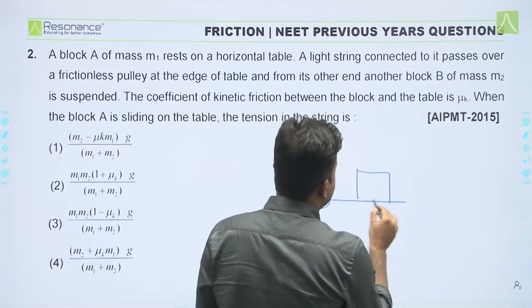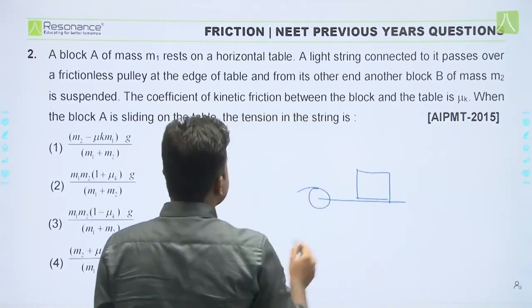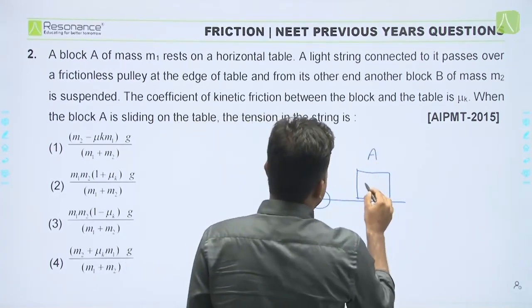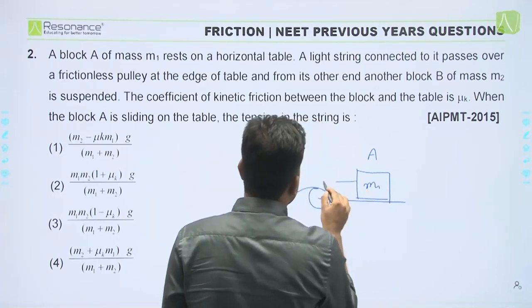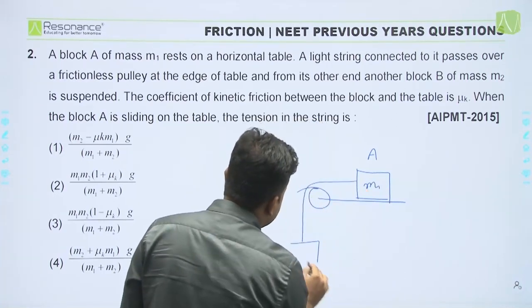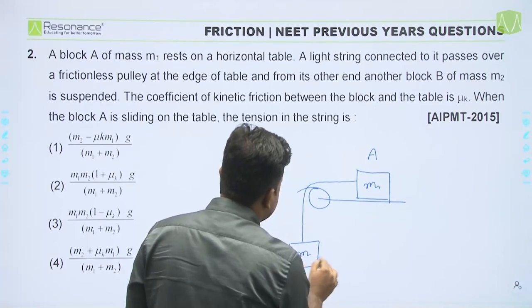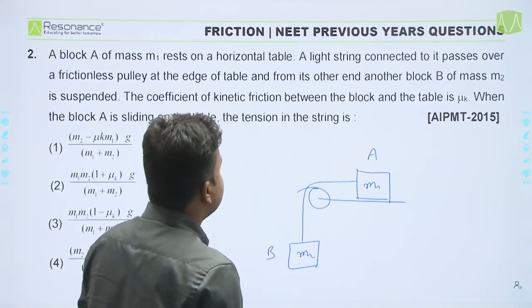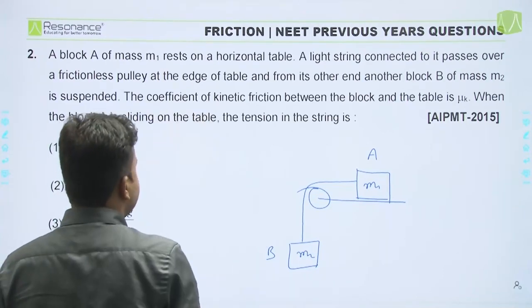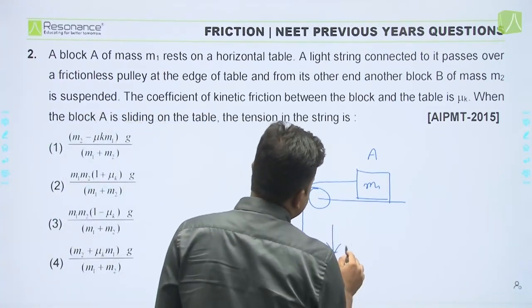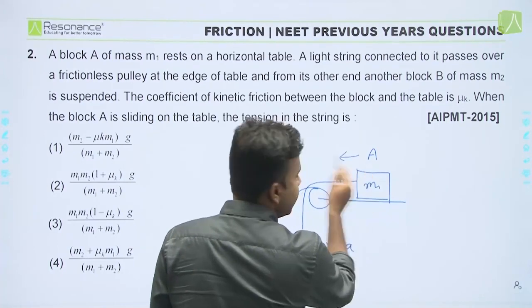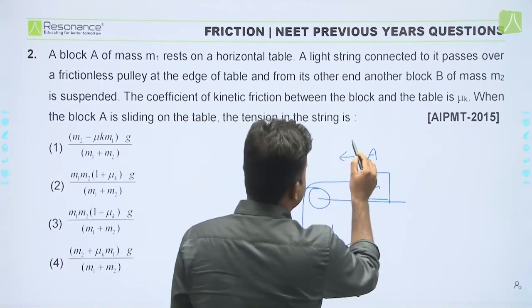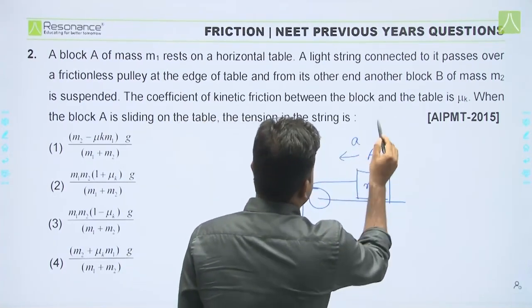So here we have one block, and this is the block A, which has mass m1. This one is connected with a string to another block of mass m2, which is hanging here, the block B. Now this system is moving, so I am assuming it's moving in the downward direction with acceleration A, so it will move in the horizontally leftward direction with the acceleration A.